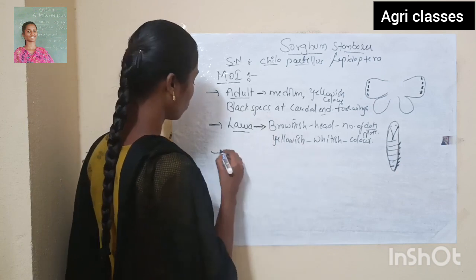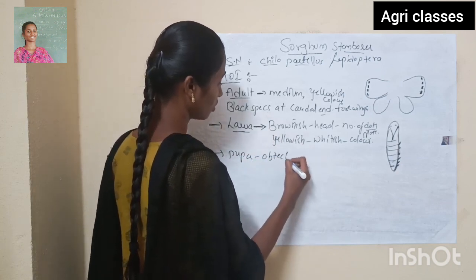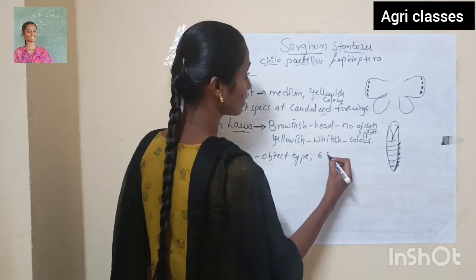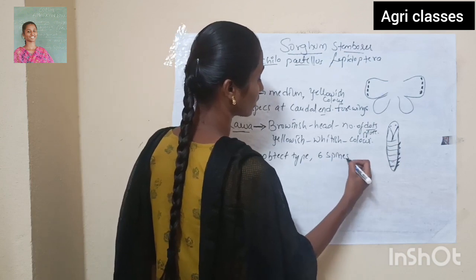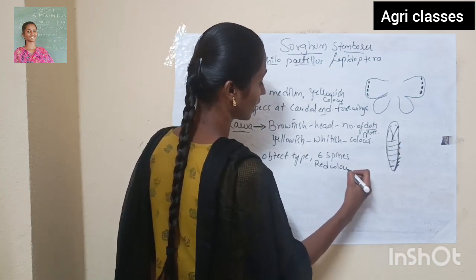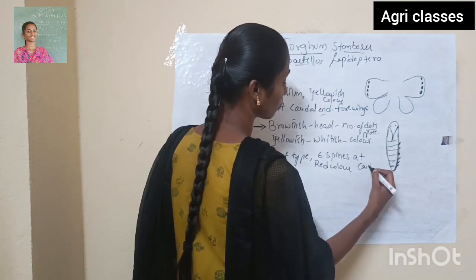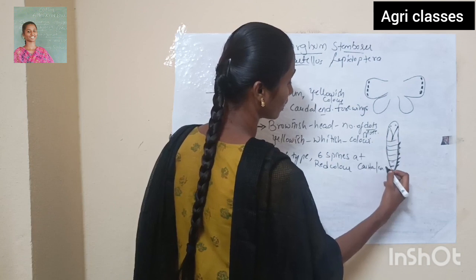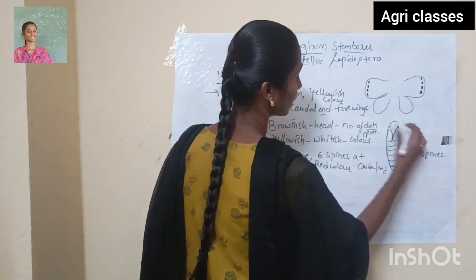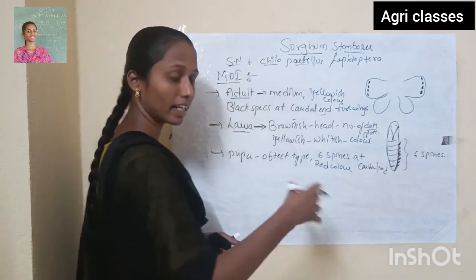And next, the pupa. It is an obtect type of pupa, and we can see 6 spines at the caudal end, and it is reddish in color. Here we can observe 6 spines at the caudal end of the pupa. So this is an obtect type of pupa having 6 spines at the caudal end, and it is reddish in color.